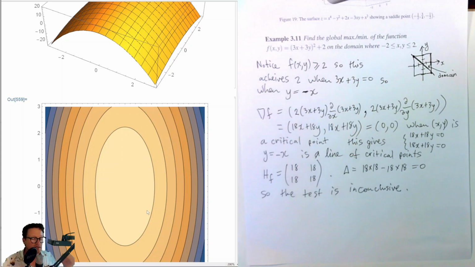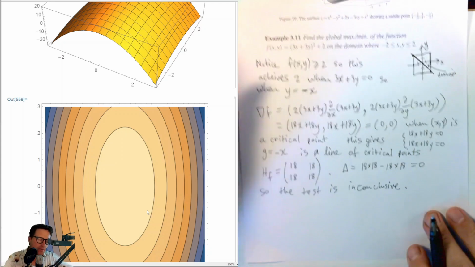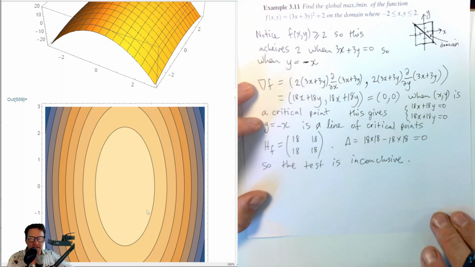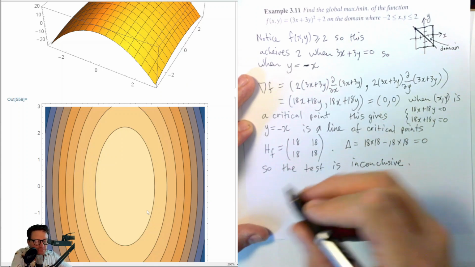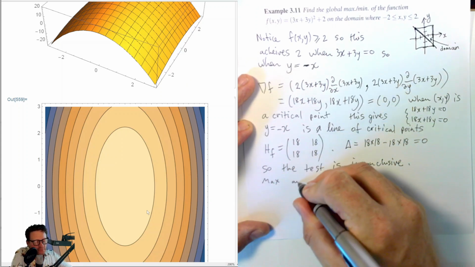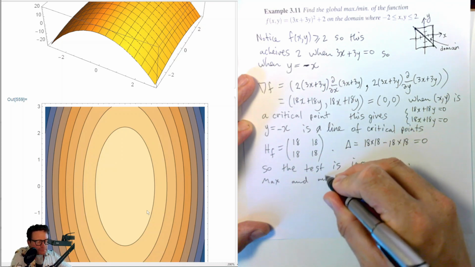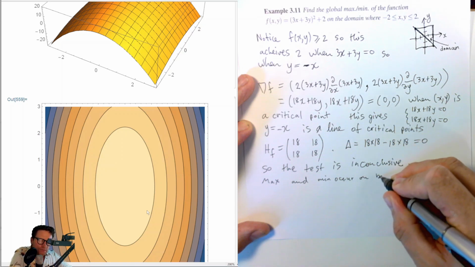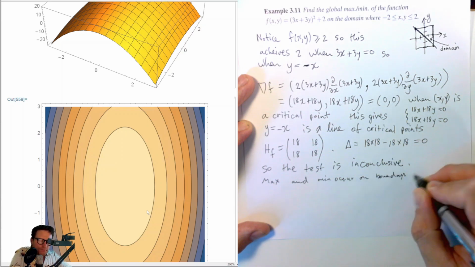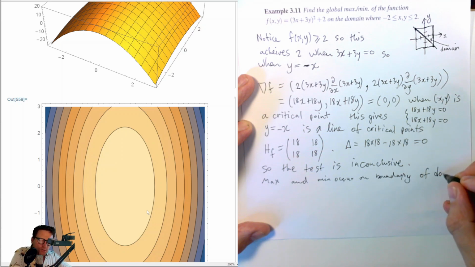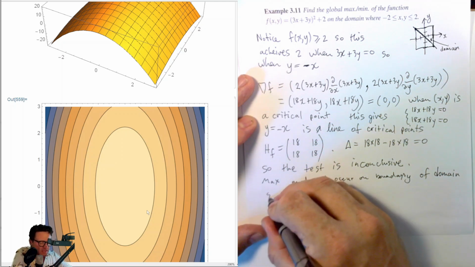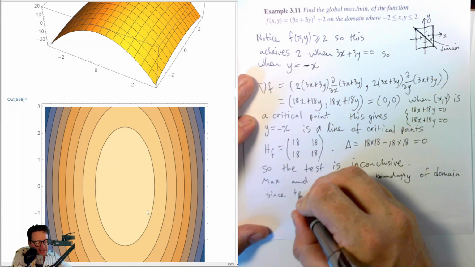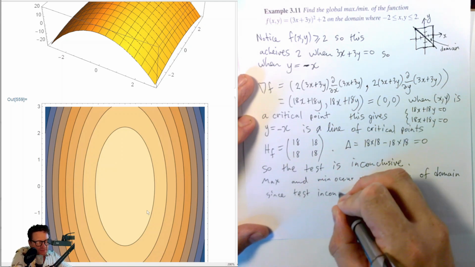All right, so how do we determine what the max and min are? Well, what we've got to do is look at the boundary of the domain, because the max and min occur on the boundary of the domain, since the test is inconclusive.